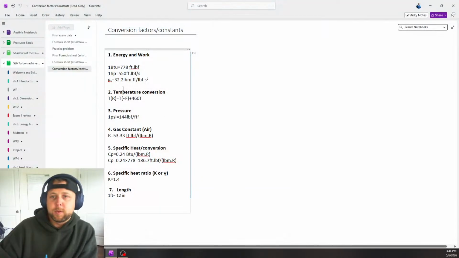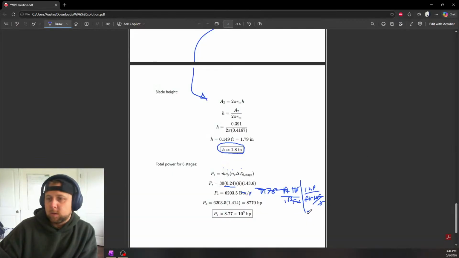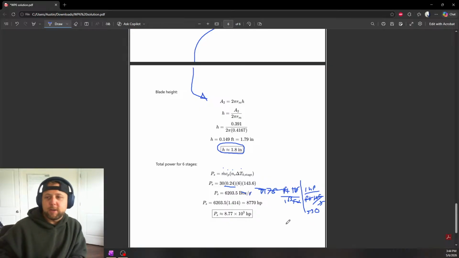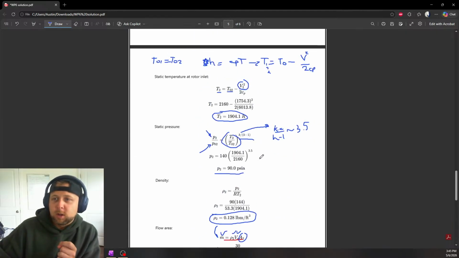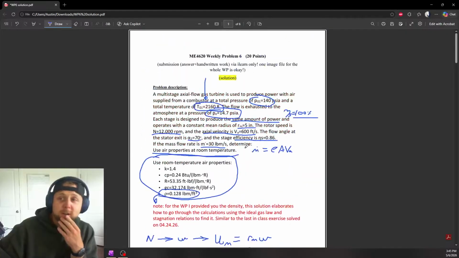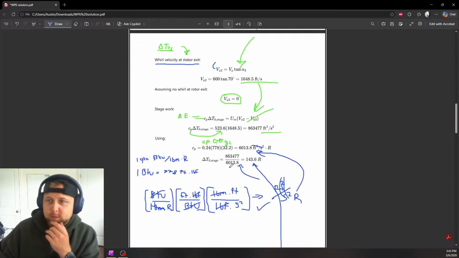Whoa. By the 550. That makes way more sense. But 778 divided by 550. That's where she gets that 1.14 right here. 8,700 horsepower. It's quite a lot. Dang. Lots of stuff, lots of stuff, lots of stuff.